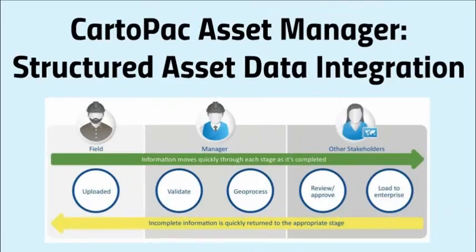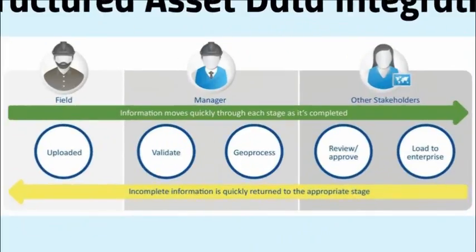So, in looking at CartoPac Asset Manager, this graphic may do a good job of providing some initial context around what we'll be looking at here today. For example, as data is collected in the field and then uploaded, you can see these circles representing different states of the data. And we're going to be talking a lot about states and transitions as some core concepts within CartoPac Asset Manager. So that information that was collected can move quickly through these different steps. And different stakeholders may have different responsibilities along the way.